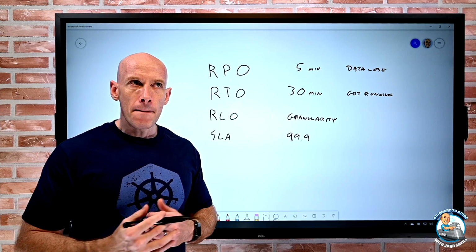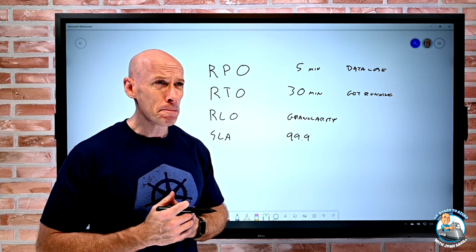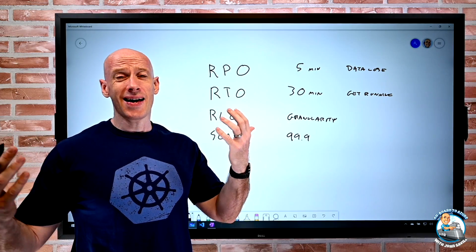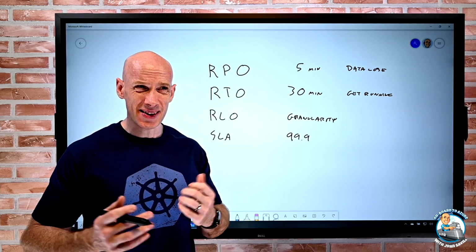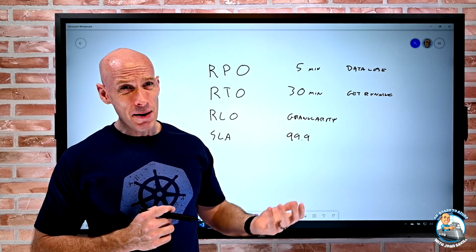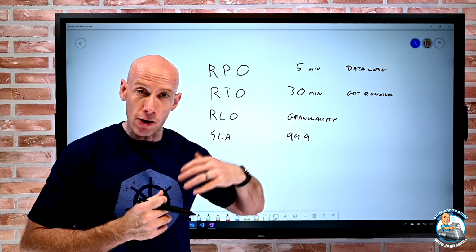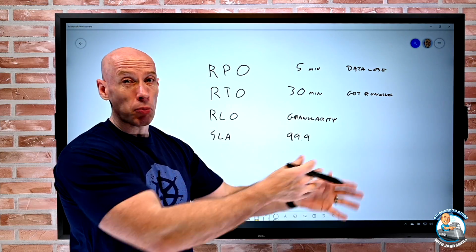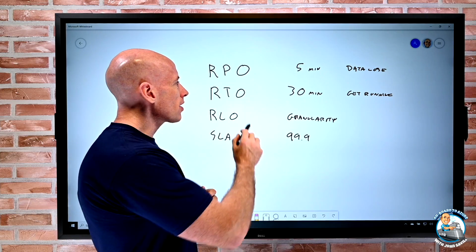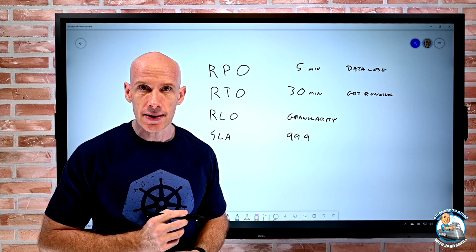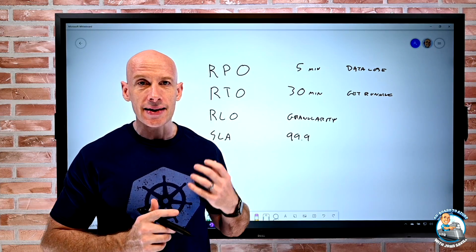Because maybe I can only afford to lose 5 minutes of data, but I can take 4 hours to get up and running again. My recovery time objective could be 4 hours. In which case, I don't really need a hot standby. As long as my data is being copied at least every 5 minutes somewhere else, like a replication, I could just redeploy my compute and bring it up. I have plenty of time. Whereas if my recovery time objective was 5 minutes as well, I need something sitting there waiting so I can very quickly get things up and running.